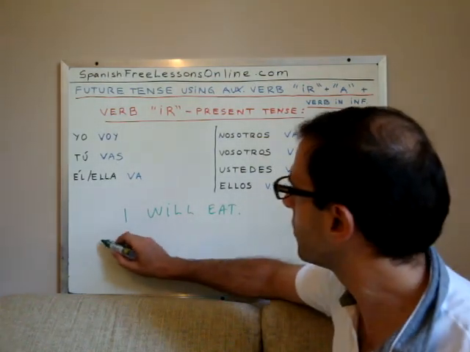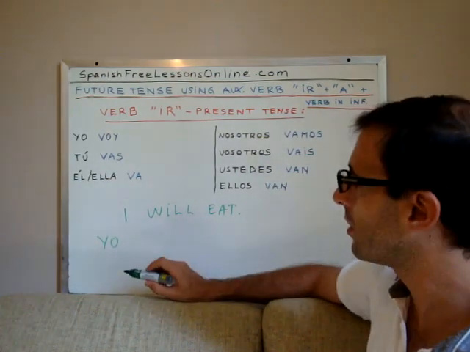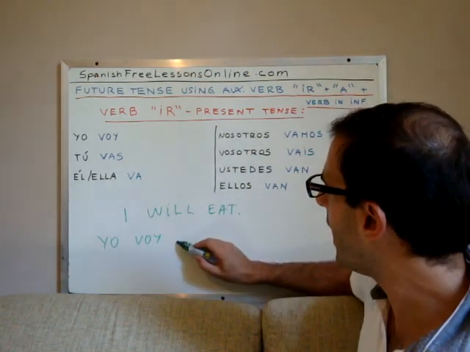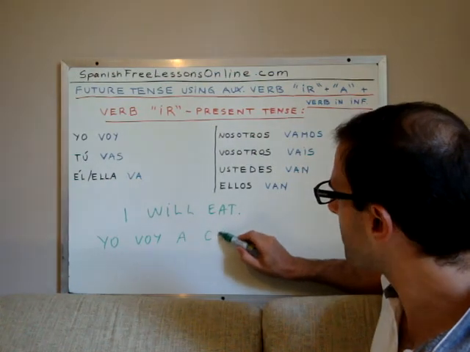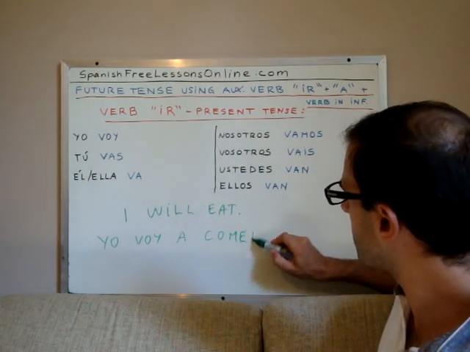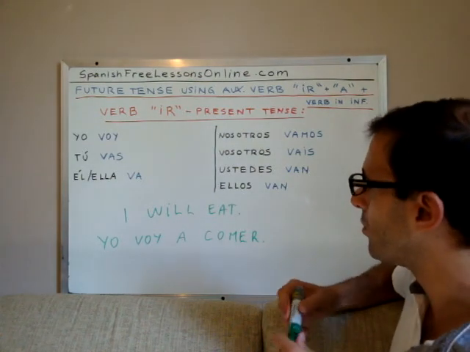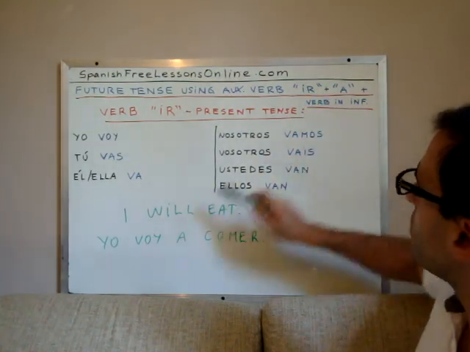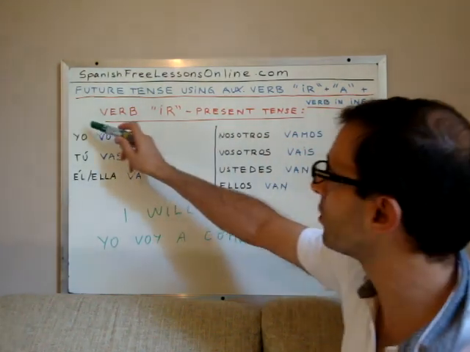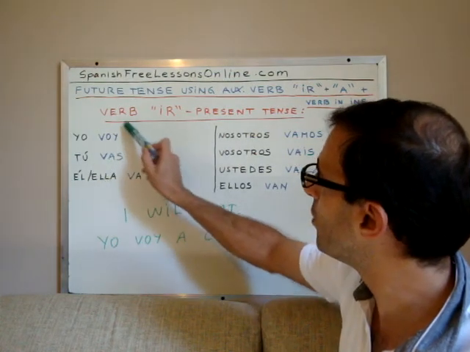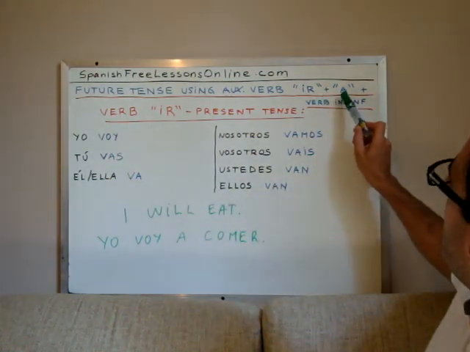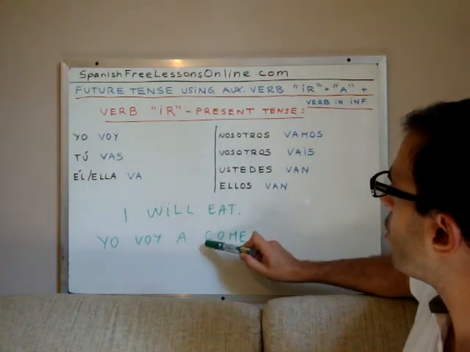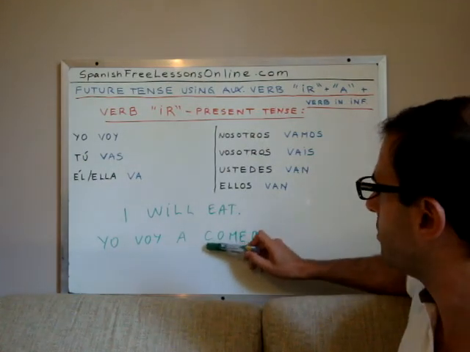We will say, yo, the subject, right? Voy a comer, right? Voy a comer. You see? So first would go the subject, later verb ir conjugated in present tense for the subject, right? So for yo it's voy. Later comes a, that means to. And then comes the verb in infinitive. Comer means to eat in infinitive, okay?